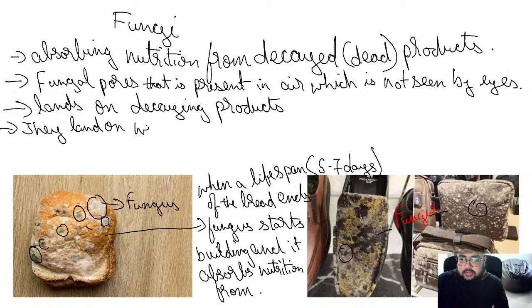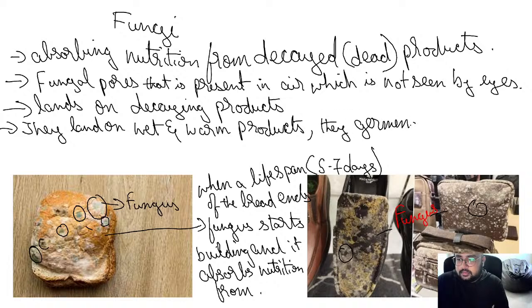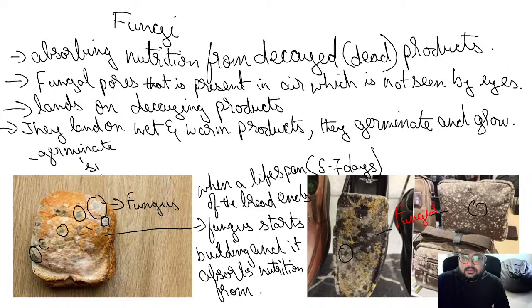They land on wet and warm products. They germinate and grow. Let's take this bread as an example. As I told you earlier, fungal pores are present in the air, which is not seen by eyes. They get to know that this bread is going to decay and they land on it. Once they land, they germinate. Germinate means they spread themselves around the bread. I'll write it down here: germinate, spread around.